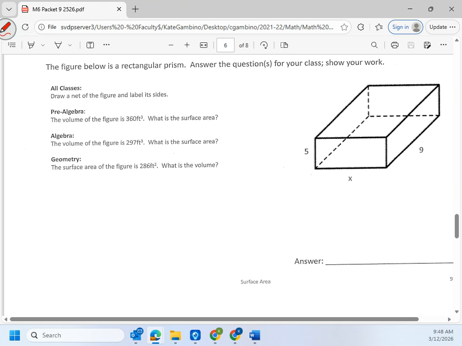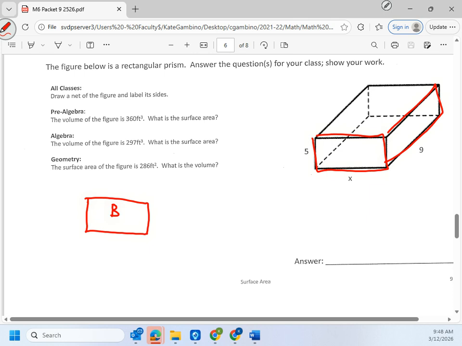So it is a rectangular prism. Remember how to do that rectangular prism. You start with the bottom shape, and then you have to do each of those 4 smaller sides. Don't forget the top. You have to figure out those labels. Where are the 9s, the 5s, and the x's? You don't have to solve for x.